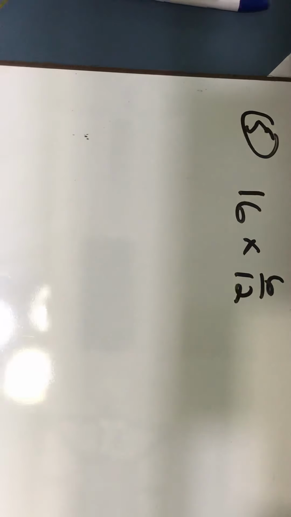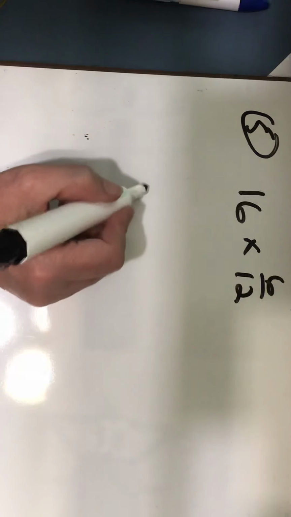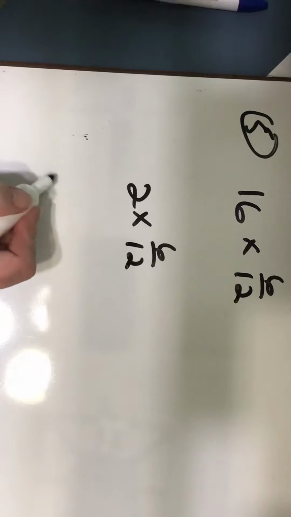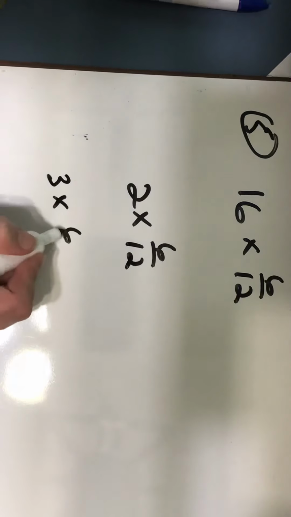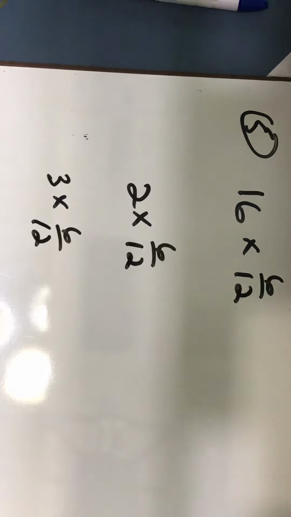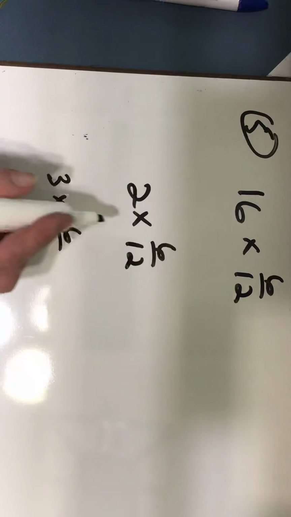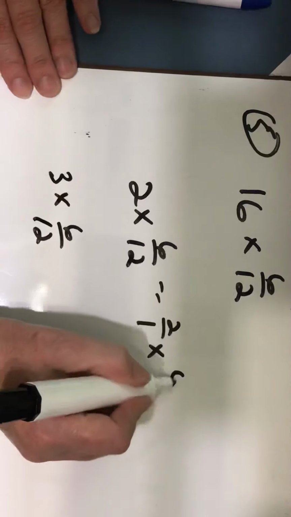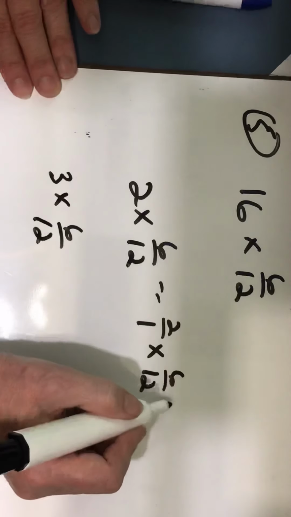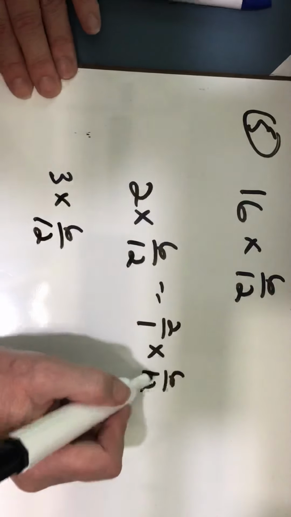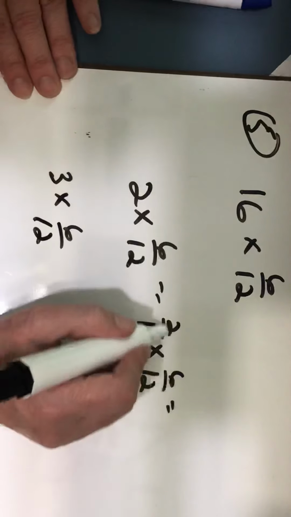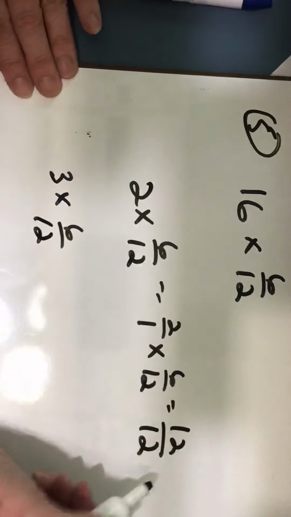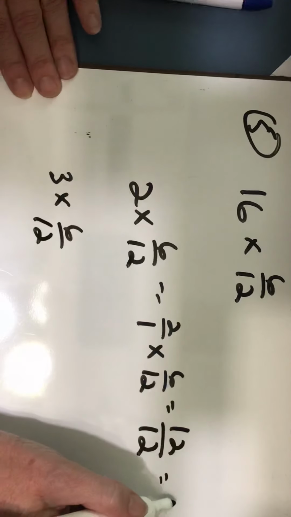Okay. And let's take 2 times 6/12. We're going to do a few different examples. And let's take 3 times 6/12. Let's do all of those. Let's start with this one first. All right, this would equal 2 over 1 times 6/12. So 2 times 6 is 12. 1 times 12 is 12, which equals 1.